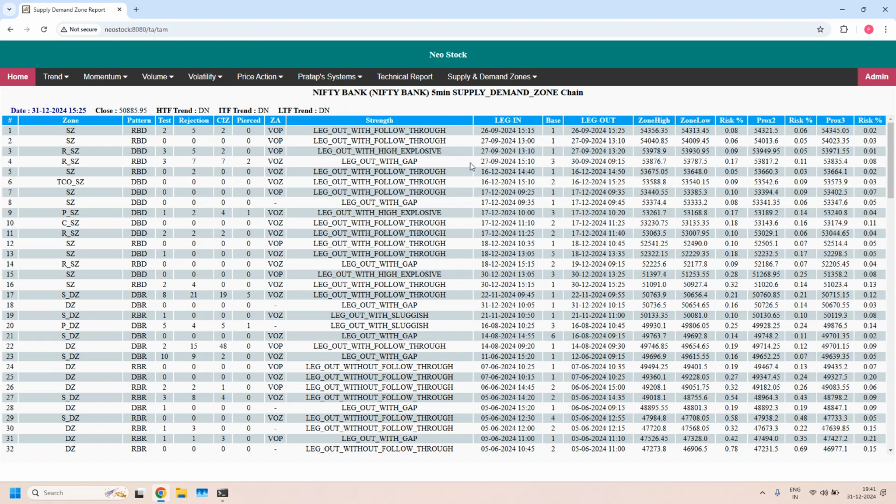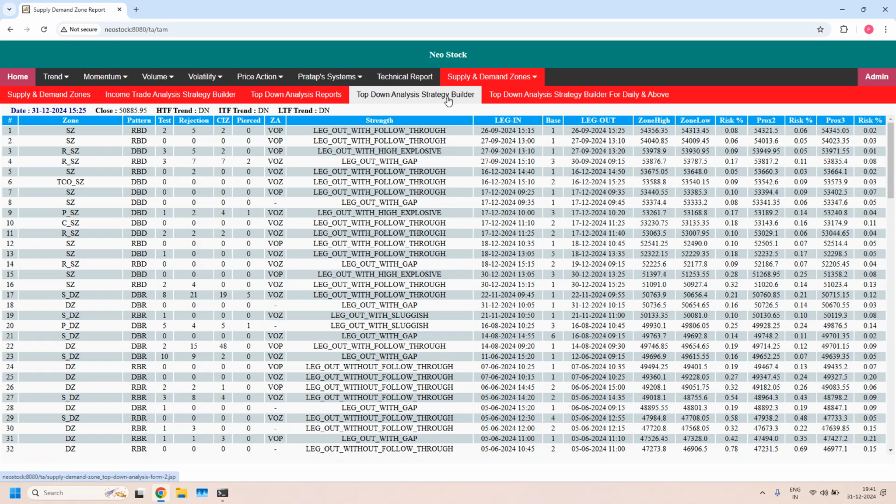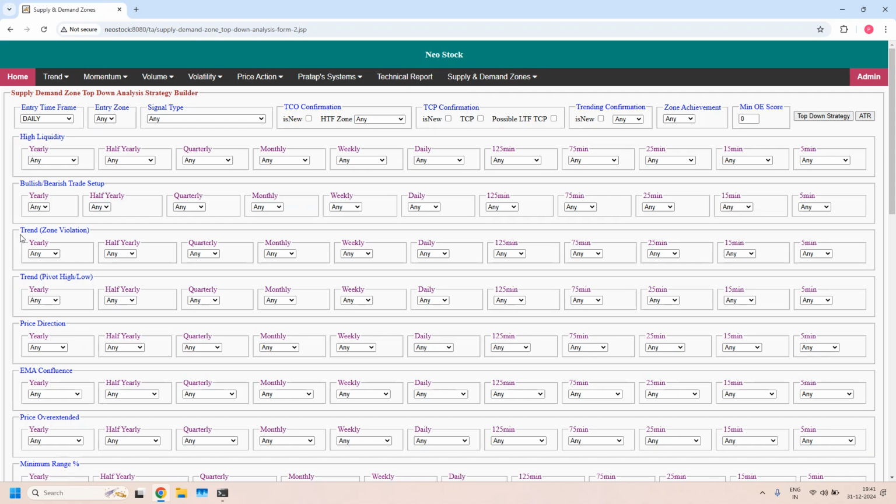And next we will generate bullish and bearish trade setups for different income trades like monthly, weekly and daily income trades. First, let us generate bullish trade setup for monthly income trade. Entry time frame daily, entry zone demand zone. In bullish or bearish trade setup at entry time frame daily, I am selecting bullish.